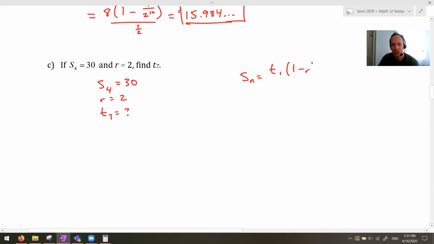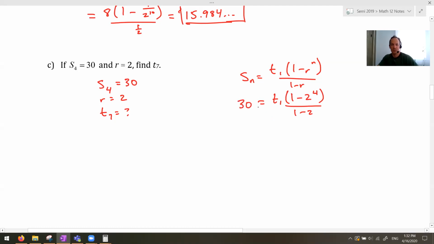So you'll notice, of course, nowhere in this formula can we find T7, but we can find T1, and we can remember that this is a geometric series, so we can use the geometric sequence formula to figure out T7. So what we're going to do is solve by finding out what T1 is equal to, and then work out what T7 is. So this will be 2 to the power of 4, this will be 1 over 2, and the first term we don't know. S4 we do know, so I'm going to switch that out with the sum, which is 30.